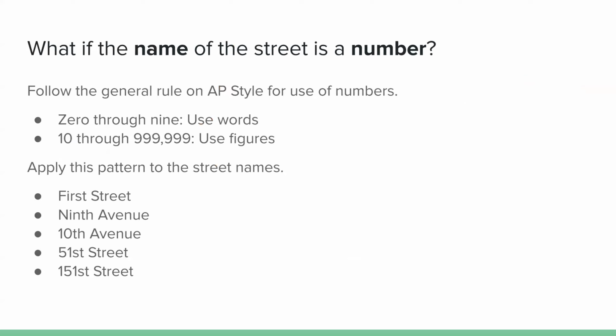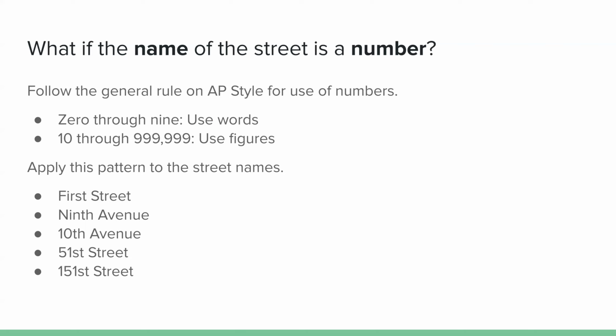So if we're looking at a situation where the name of the street is a number, here's the logic on this. The general AP style rule on numbers is that 0 through 9, we would write them out as words, and 10 all the way up to 1,000,000, we would use figures. So just apply that same logic to the names of the streets that are numbers. First, so that's the number 1, right? First is spelled out, F-I-R-S-T. Same thing with 9th Avenue.